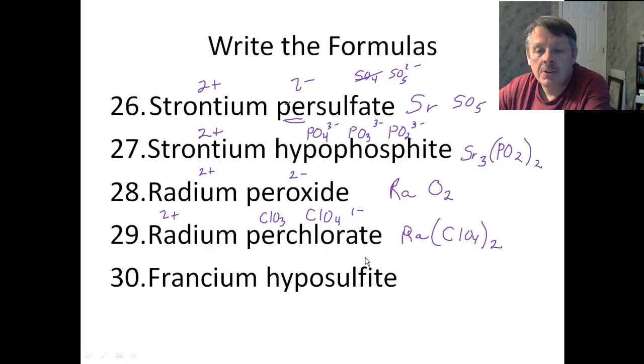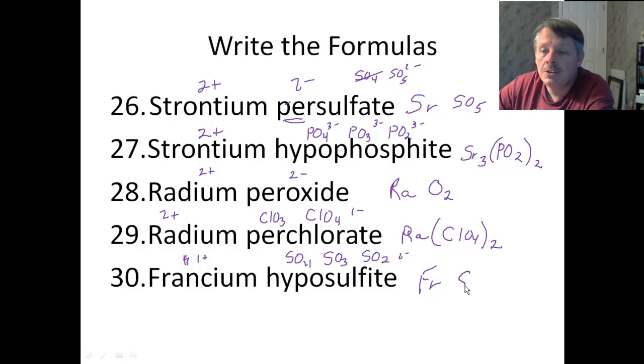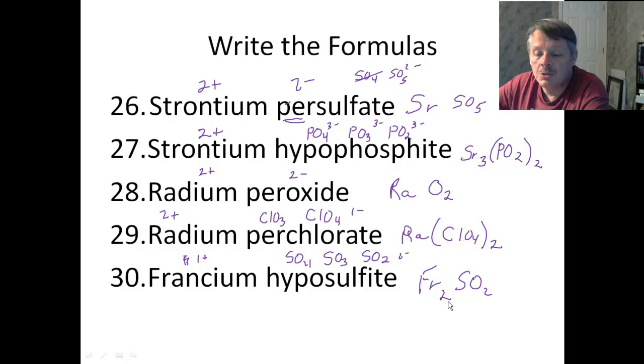How about francium hyposulfite? Well, francium has a 1+ charge, and I'll get back to hyposulfite in a minute. Francium is Fr. And hyposulfite, well, let's see, sulfate is SO4, sulfite is SO3, hyposulfite is SO2, and they all have a 2- charge. So this is SO2, and I have a 2- charge, so that means I need 2 franciums when I cross. So that's Fr2SO2.